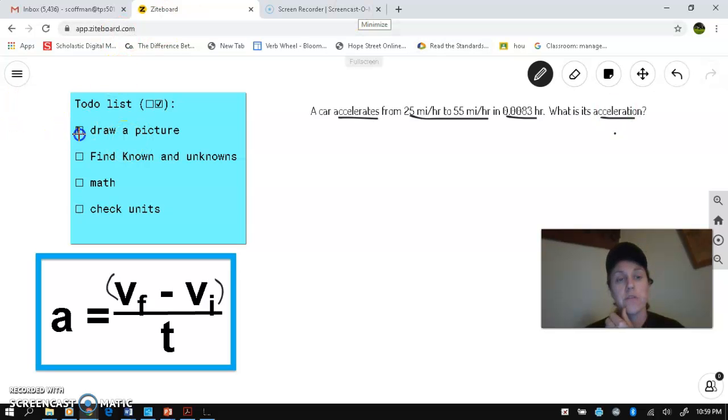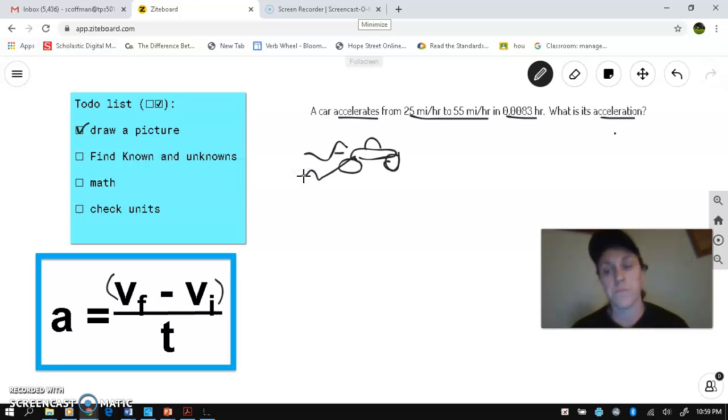So the first thing we're going to do is draw a picture. So the car, I'm going to draw my pretty car, a little fancier. Okay, and it's already moving, and then it's going to go faster. All right, that's all I need. You guys just need to process that it's going to go a little bit faster over a period of time. So I'm going to find my knowns and unknowns.